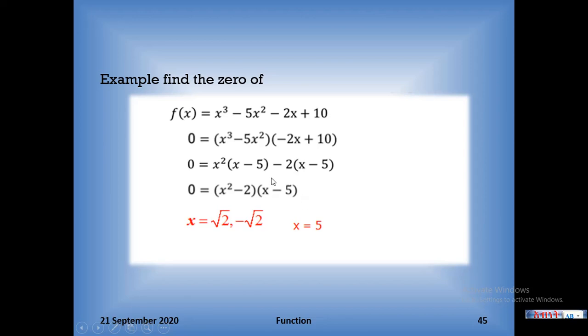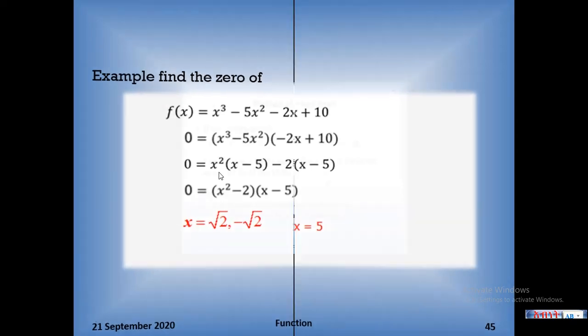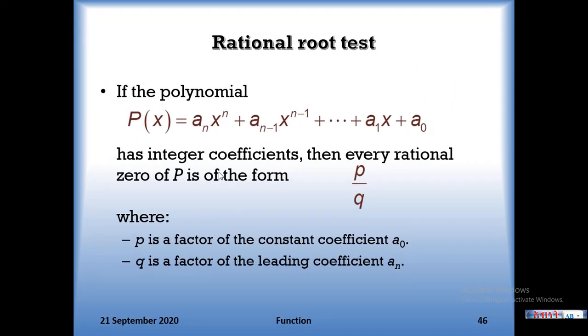And when we say x minus 5 is equal to 0, we get x equal to 5. Therefore, this is the other method to find it. By the way, based on the nature of the polynomial function, there are different approaches to solve them. And the usual one is the rational root test.